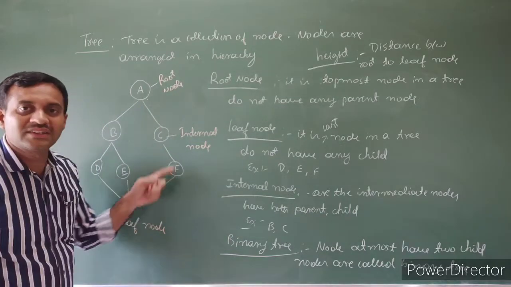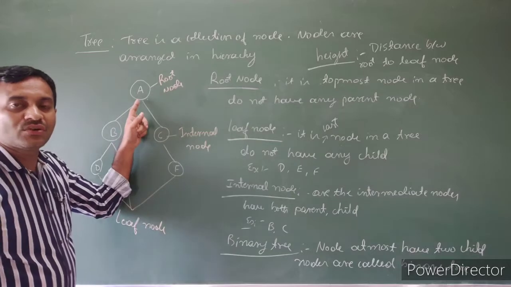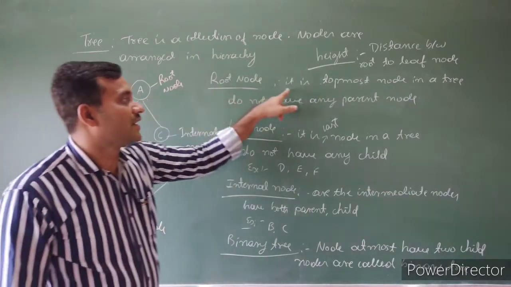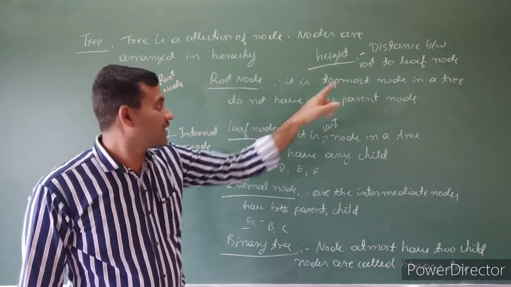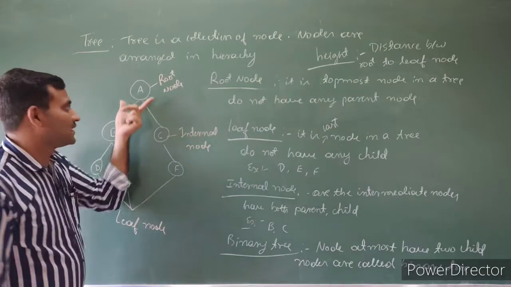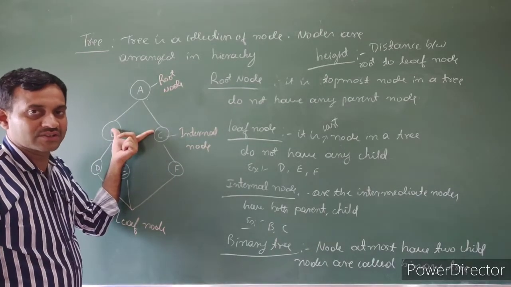See the diagram. This is the arrangement of a tree. In a tree, the first node, the topmost node, is called the root node. Here it is the topmost node. In a tree, it does not have any parent node. Then the next one is the parent node, which has descendants. Descendants are also called child nodes.